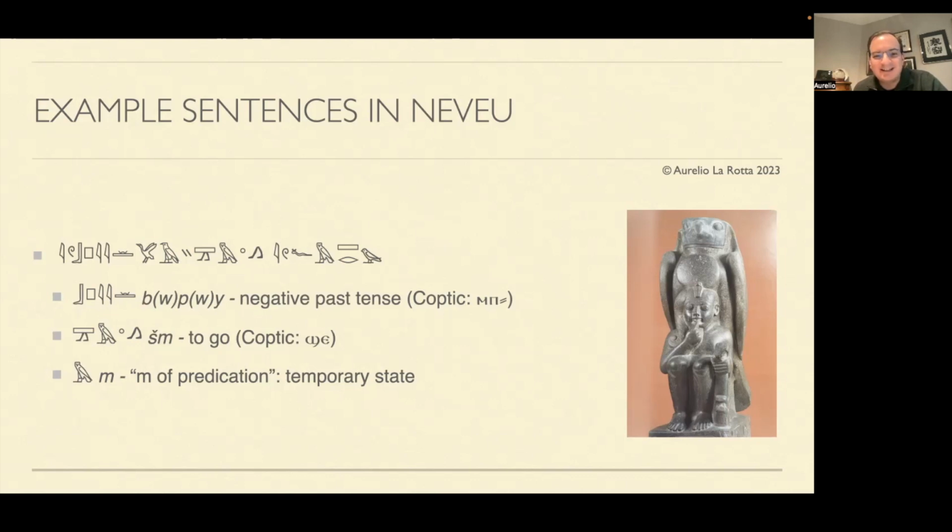And I think you said he was as a child, Christopher, absolutely right, because of the M of predication there, indicating like a temporary state. Is a child now, but will be an adult at some point in time. So yeah, well done. Any questions on this one?